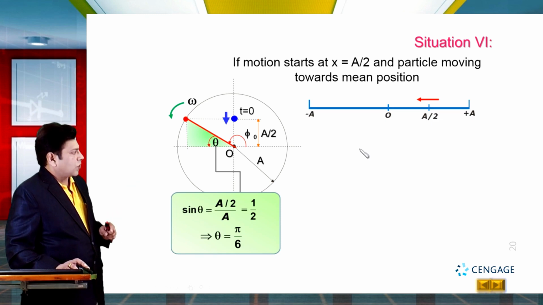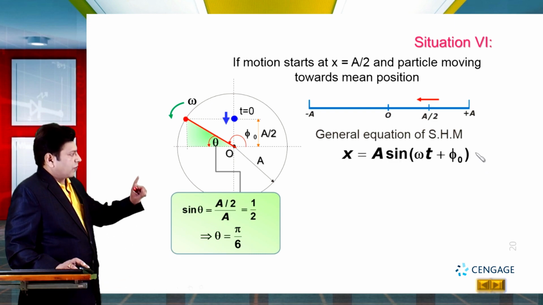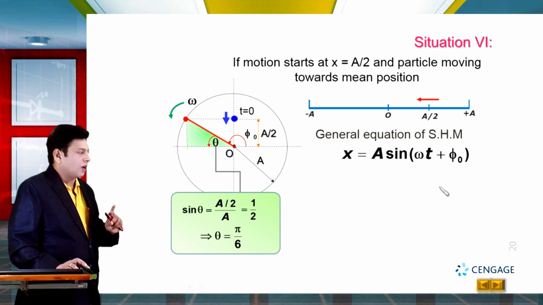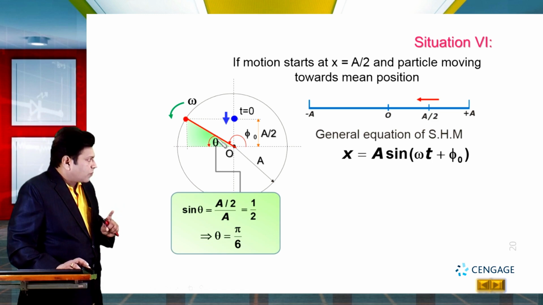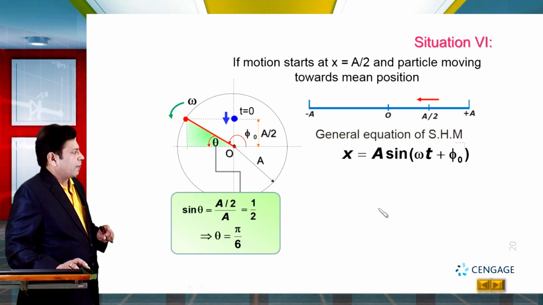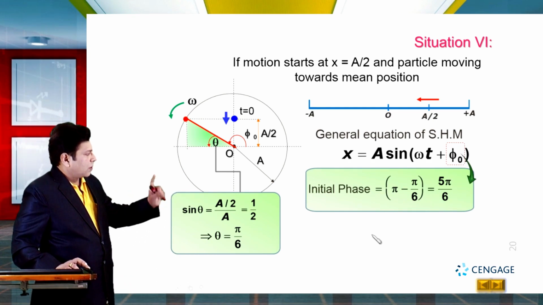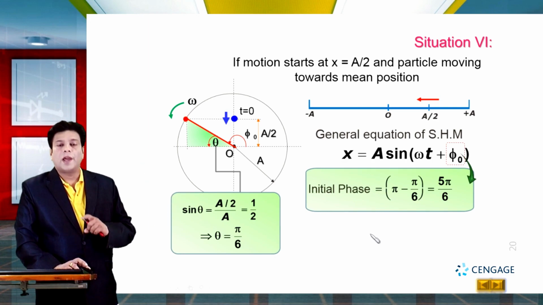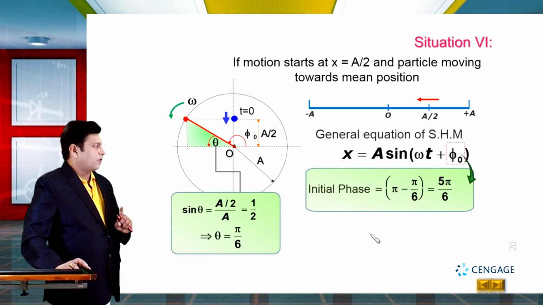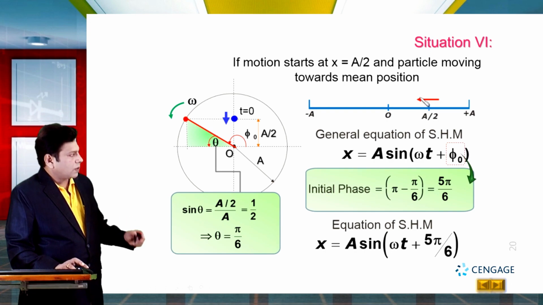Now we can write the general equation, that is x equal to a sine omega t plus phi naught. We know this is phi naught. Phi naught is the initial phase, and you can observe here, this is the x-axis and we need to find this angle, and this angle is pi by 6. That means this phi naught should be equal to pi minus pi by 6, that equals 5 pi by 6. Now we can substitute the value of this initial phase in this equation. So the equation of SHM becomes x equal to a sine omega t plus 5 pi by 6. This is the equation of SHM when the particle starts oscillating from this location.